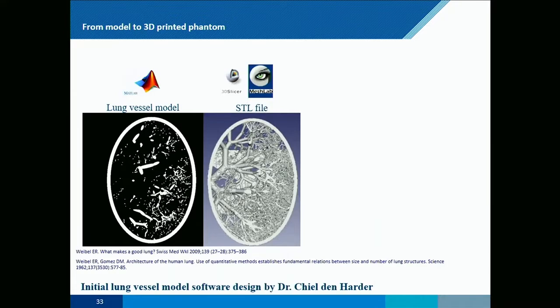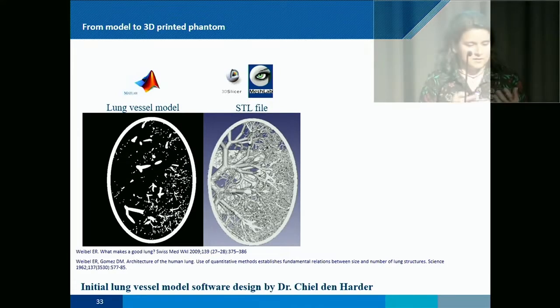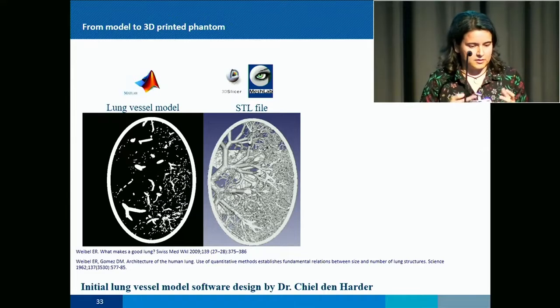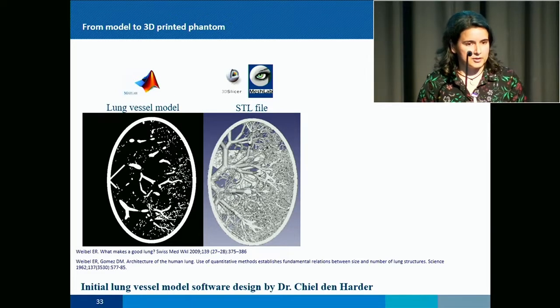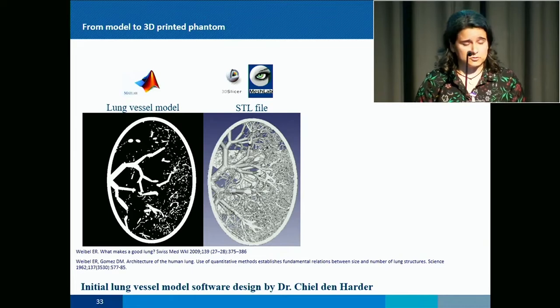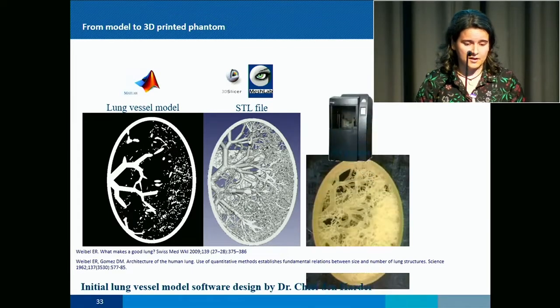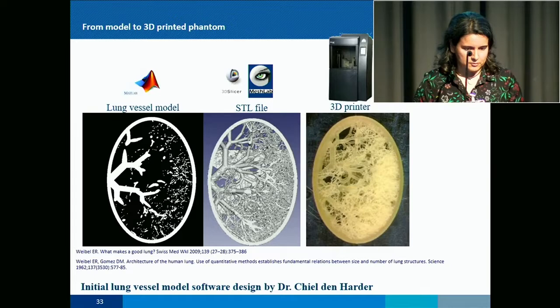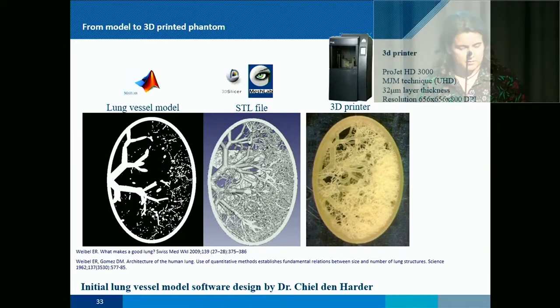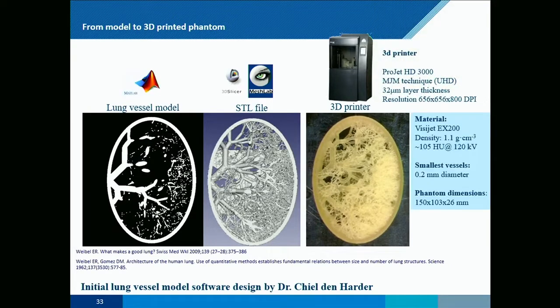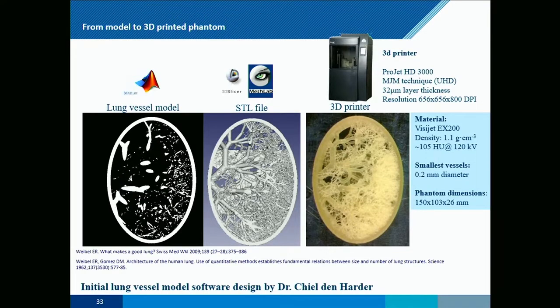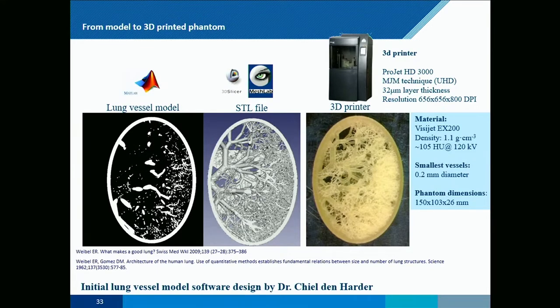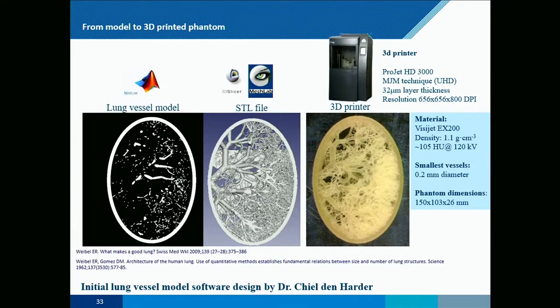Then this mathematical model, when you get the output, is basically a 3D object, and you can translate it into an STL file. Basically, that's the input language that you are going to use for your 3D printer. And for this particular object, we used a ProJet HD3000. We selected a material called VisiJet EX200, and you can see here some of its specifications. The smallest vessels you can see in our phantom are 0.2 millimeters in diameter, and that is below the resolution of regular CT imaging in radiology nowadays.